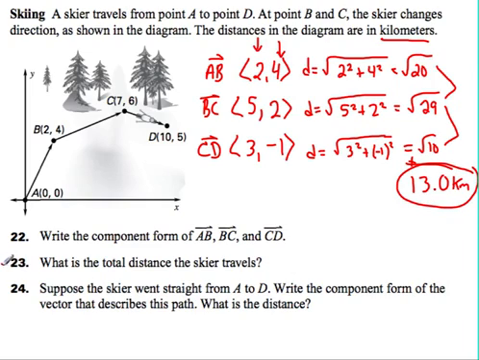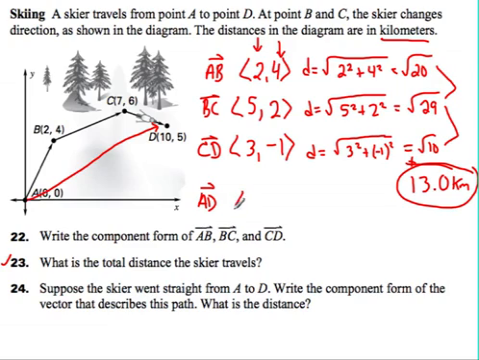So that's 23. 24 says, suppose the skier went straight from A to D. Okay, so they're going from here, like so. Well, probably a little bit straighter than that, but you get the idea. Write the component form of the vector that describes the path. So the idea here, this would be AD is what we call our vector.